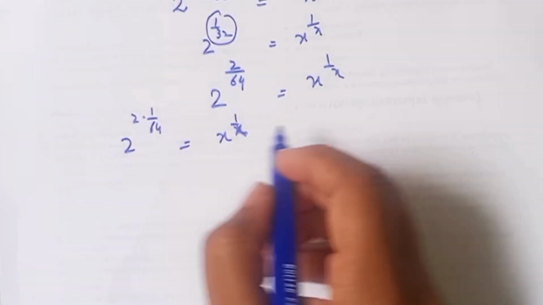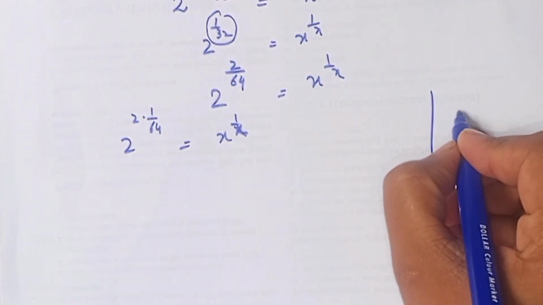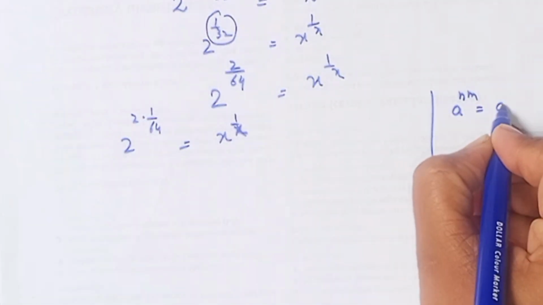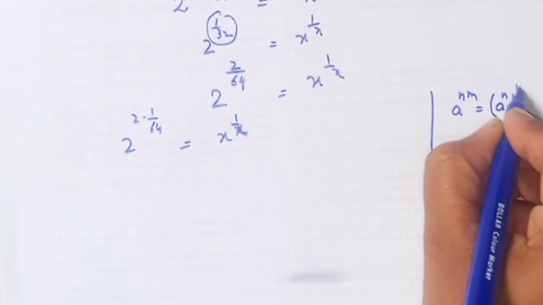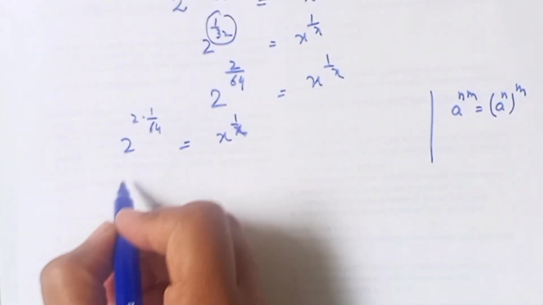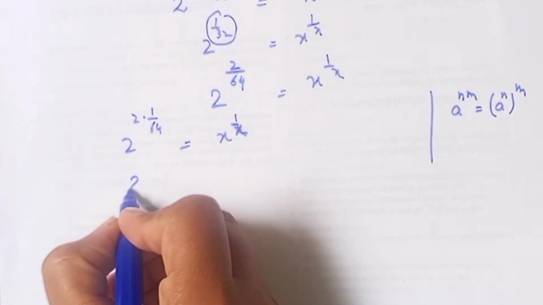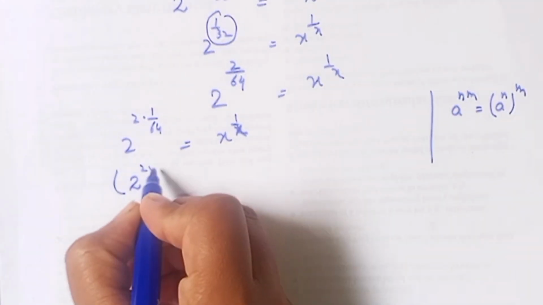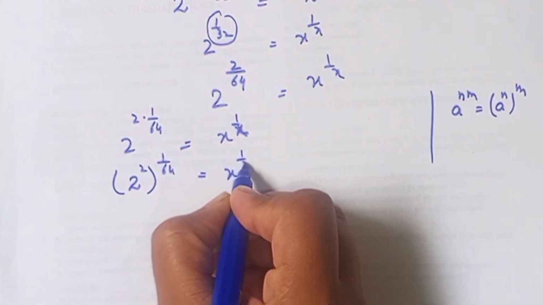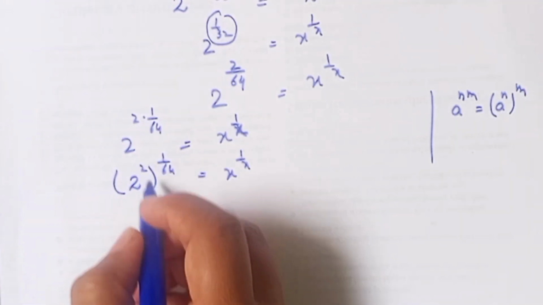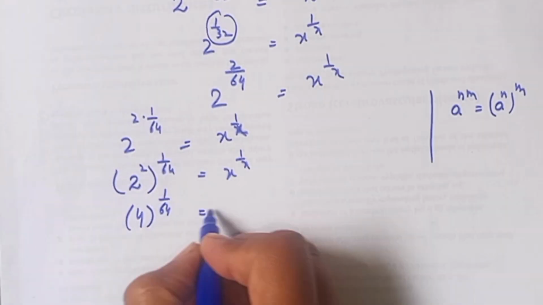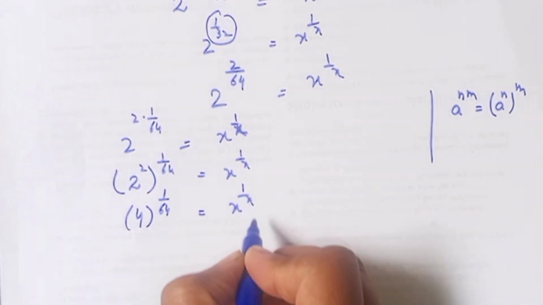And again we use this exponent property, a raised to the power product of n m is equal to a raised to the power n multiply m. So we apply this property on this value. So this is 2 raised to the power 2 multiply 1 over 64. This is equal to x raised to the power 1 over x. So 2 raised to the power 2 is 4. So it's 4 raised to the power 1 over 64. This is equal to x raised to the power 1 over x.